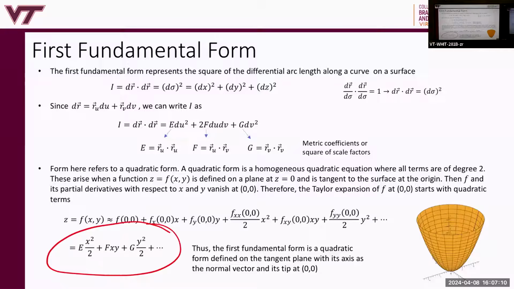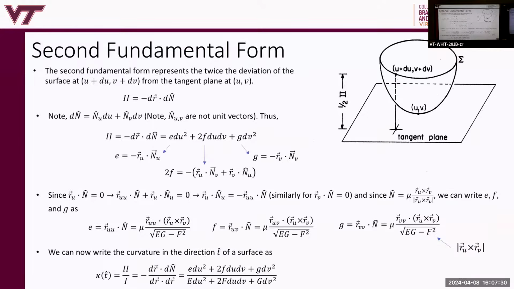So this is basically the Taylor series expansion of this paraboloid that's defined in the tangent plane, all right? So when you see first fundamental form, we're talking about quadratic forms, all right? Okay, good. It's defined over the tangent plane with its axis as the normal vector and its tip at 0, 0. Good. And then we define the second fundamental form, and we derived the formulas to calculate these.